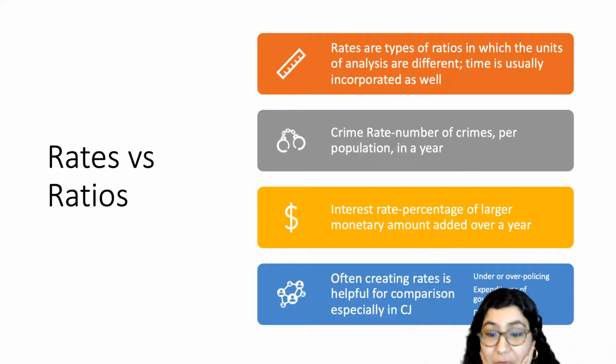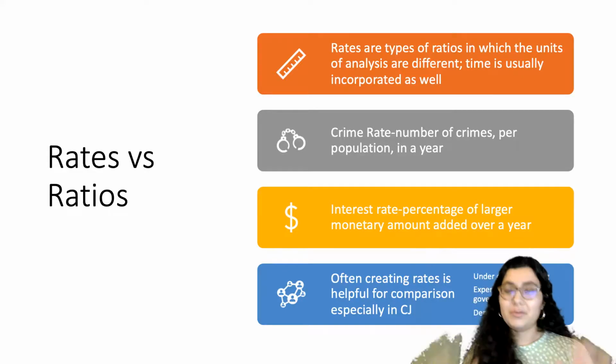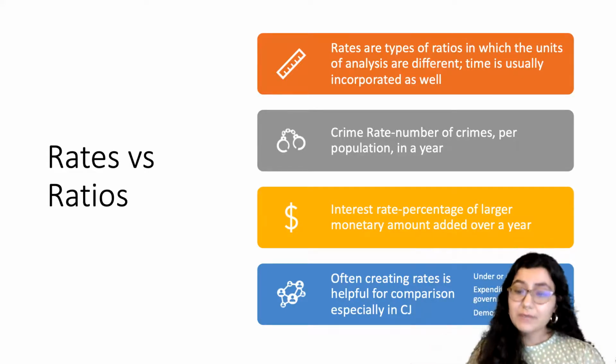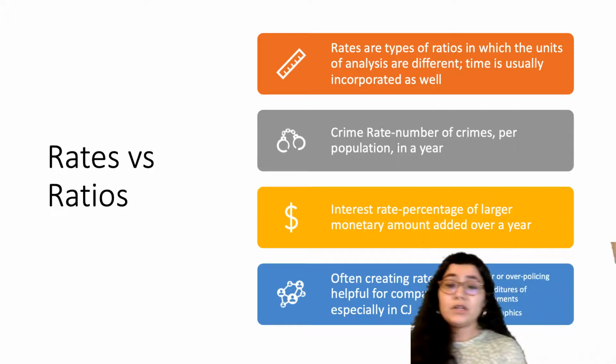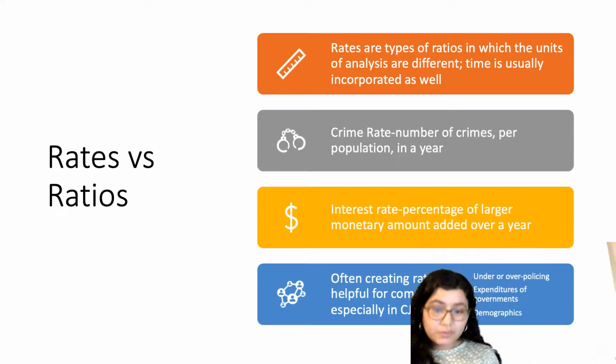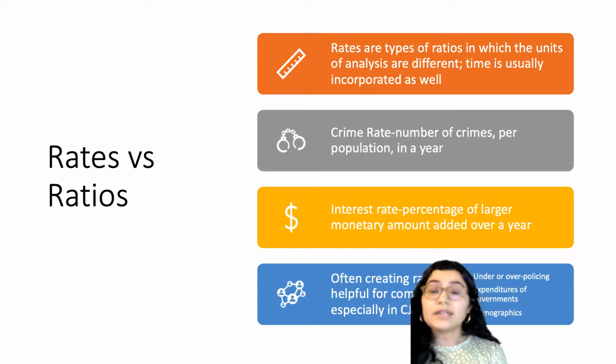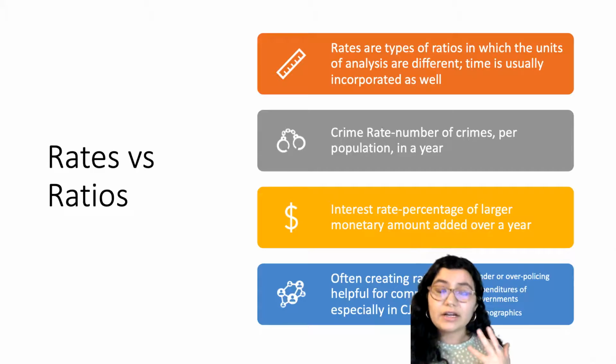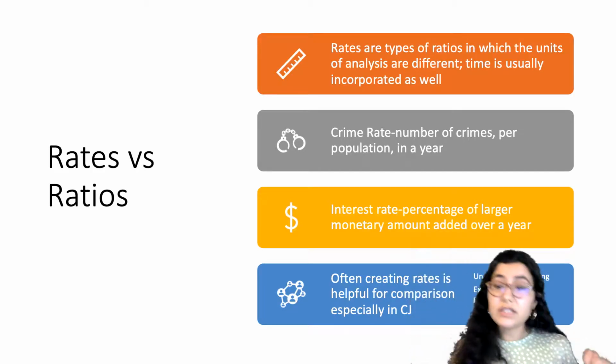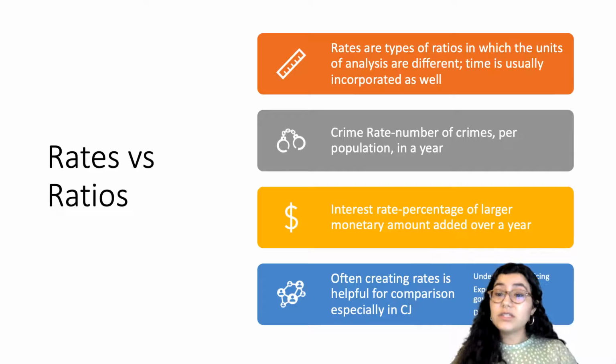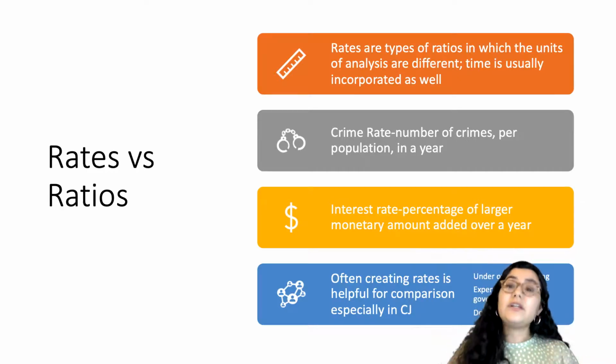Often creating rates is helpful for comparison, especially in criminal justice. So a lot of times we're dealing with rates. We might want to measure policing, expenditures of government, or demographics, like the percentage of people of color in a particular area, or the percentage of people in poverty in a particular area. A lot of times when we're studying criminal justice, we're dealing with communities, we're dealing with neighborhoods, and we very frequently deal with rates then.